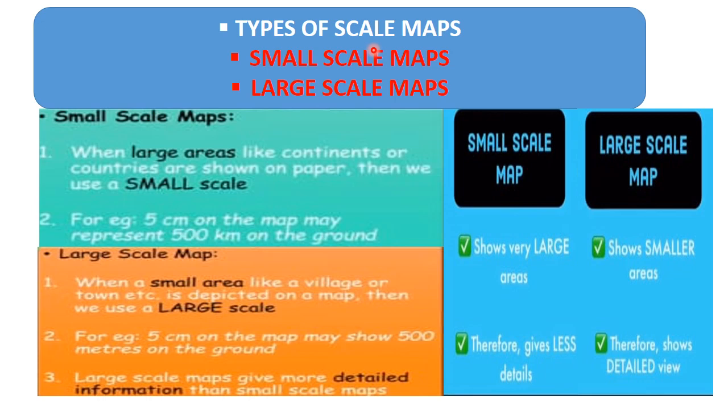Now suppose you want to study your city or your village in great detail. There we will use a large scale map, because we are studying at a large scale. That means 5 centimeters can be shown as 500 meters. So this is a large scale map. Obviously, because we are studying a small area in detail, a large scale map provides more details. This is the difference between the two. A small scale map shows large areas, a large scale map shows smaller areas. That is why a small scale map gives less detail and a large scale map gives more detail.